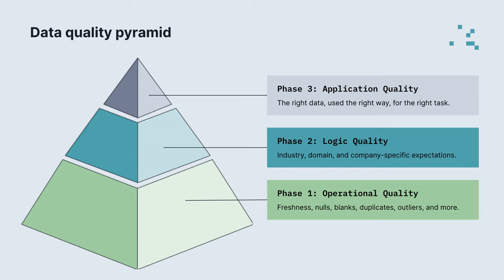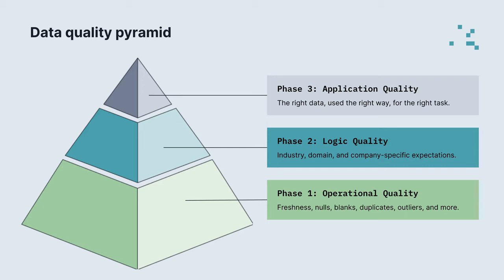The bottom layer is this operational quality of just the basic fundamental concepts of the data quality present. Is the data on time? Is it complete? Are there any duplicates or outliers? This is also the largest part of the pyramid, because this is usually where the most time and effort is focused on, and it is the largest spanning part of your data quality solution.